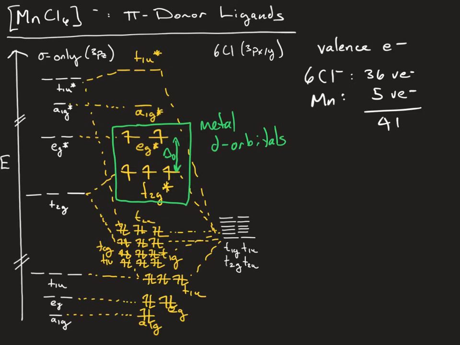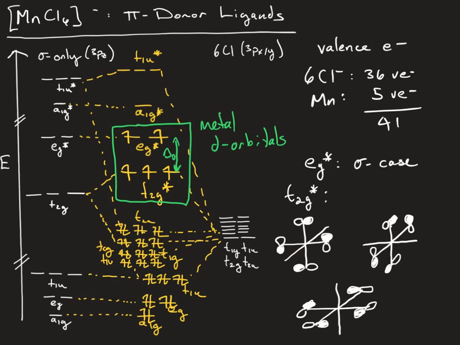In this case, our EG star orbitals look the same as what we got from the sigma case, but now the T2G star, because these are no longer non-bonding orbitals, no longer look like the atomic orbitals from manganese. Instead, they're antibonding orbitals from the manganese 3d orbitals and the SALCs derived from the chlorine 3p orbitals. So here we have the T2G SALCs. We're now going to put in the d orbitals such that they're antibonding, so they're out of phase with respect to the SALCs. And here, because these T2G stars are closest in energy to the T2Gs, they're going to be dominated by those manganese 3d orbitals.